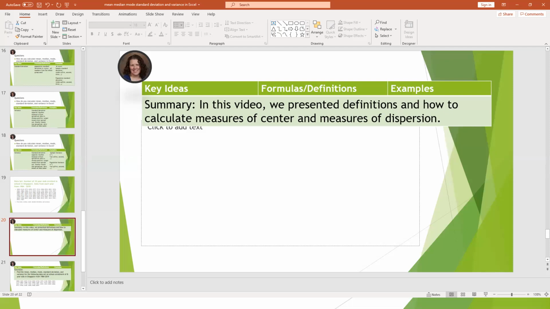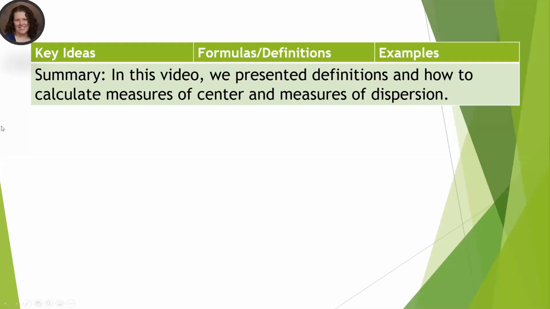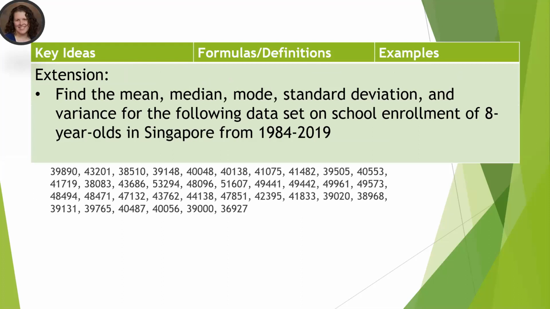There's a lot to take in here. But the goal of this video is to help you understand all the measures of center, the mean, median, mode, and measures of dispersion, the variance and standard deviation, and how to calculate them using Excel. So now I'm going to give you a new set of data. Go to the comments of the video, copy them down, and I want you to find the mean, median, mode, standard deviation, and variance on your own.